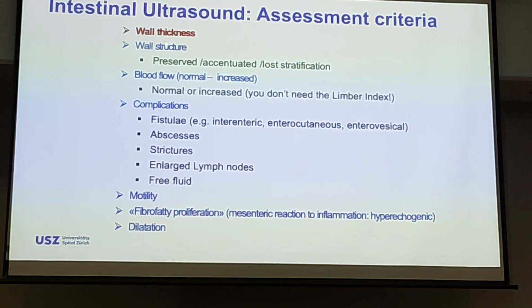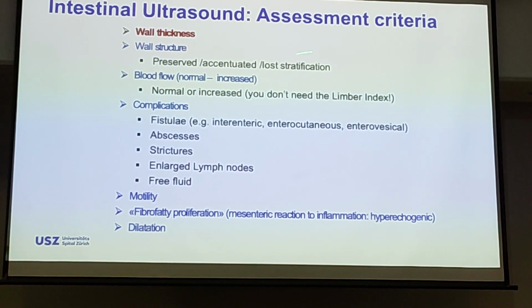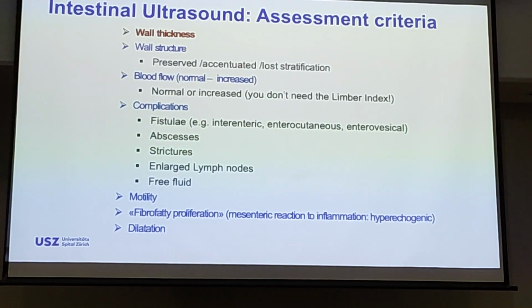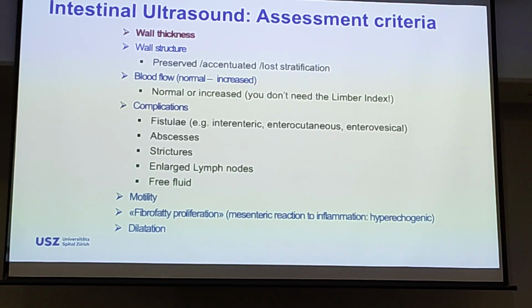The other thing is the wall structure. You look at the stratification: when it's lost, it's severe inflammation; when it's maintained, it's milder. In ulcerative colitis, the stratification is always maintained, but I come to that later. Then you look into the blood flow. There's something called the Limberg index. It's from 0 to 3, but it's a little bit sophisticated, and the inter-observer concordance is really bad, so you don't need it. You just need to say it's normal or there's increased blood flow indicating inflammation.